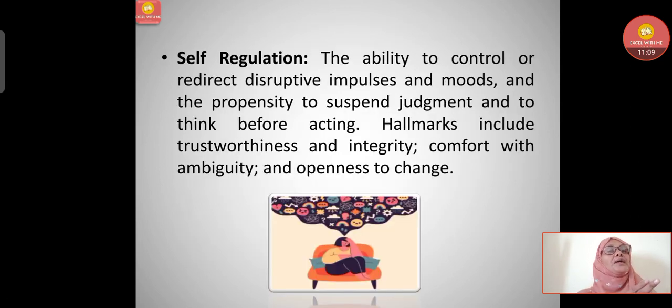Then self-regulation, the ability to control and redirect disruptive impulses and moods, and the propensity to suspend judgment and to think before acting. That is regulating ourselves. We should think about whatever we say before. We should think 100 times before saying one sentence. That is very important to have emotional balance, controlling ourselves. And also trustworthiness and integrity will increase because of this self-regulation. We have comfort with ambiguity and openness to change. That is very important. Openness to change, then you can regulate yourself.